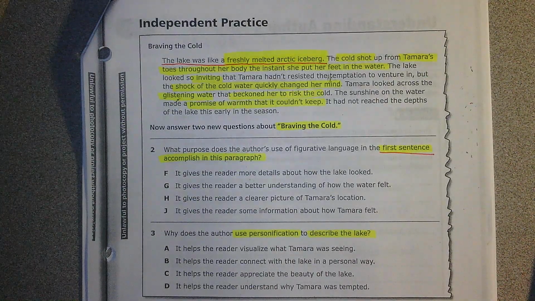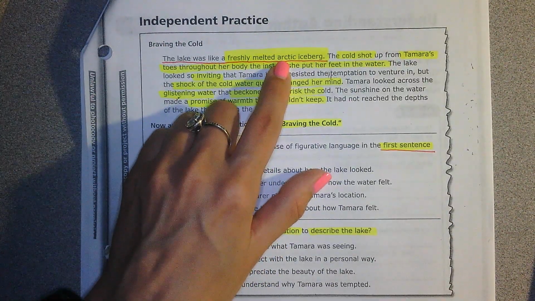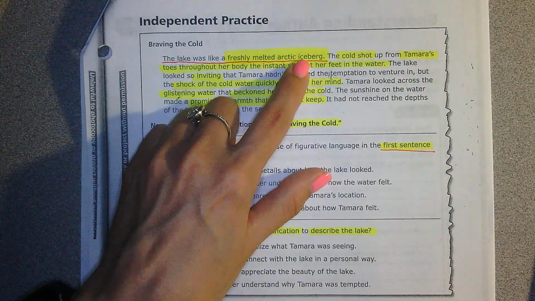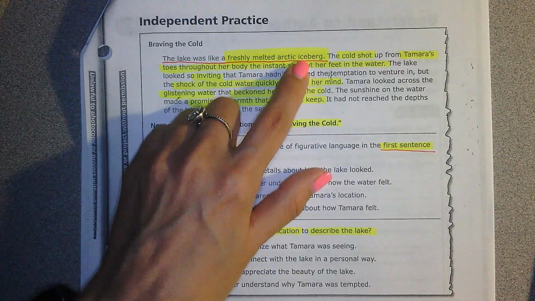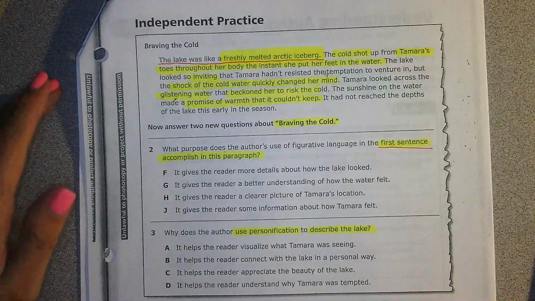Not just your normal cold, like freezing cold, because they are describing it to a freshly melted Arctic iceberg. An iceberg meaning like a huge piece of ice that's in the ocean that essentially melts and stays cold. Okay, so what was the author trying to accomplish in that first sentence?